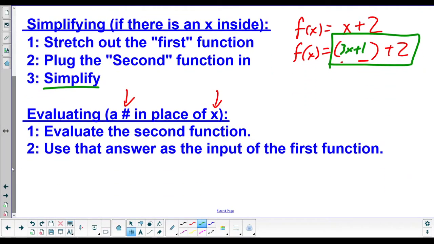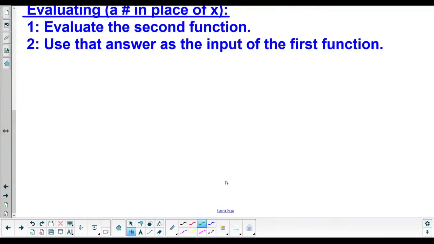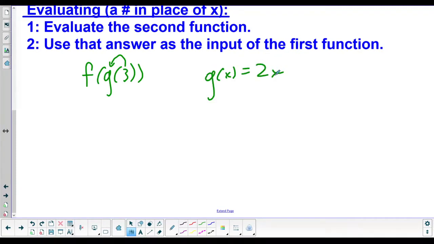Okay. If we have an evaluating problem where the inside of our problem is a number instead, so we have something like f of g of 3, what we're going to do is take the number and plug it into the inside equation. So if g is something like 2x plus 1, we would plug the 3 into the x and evaluate this, and we get a number. In this case, it would be 7.